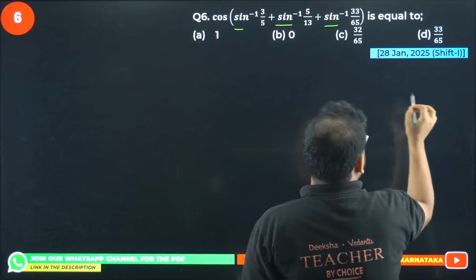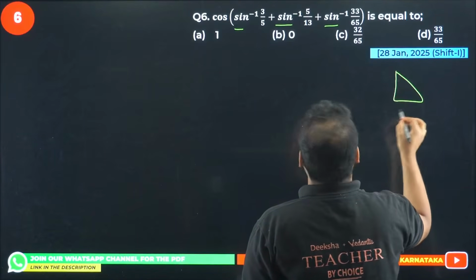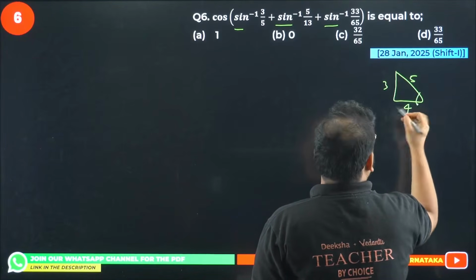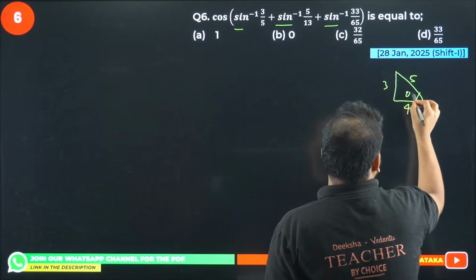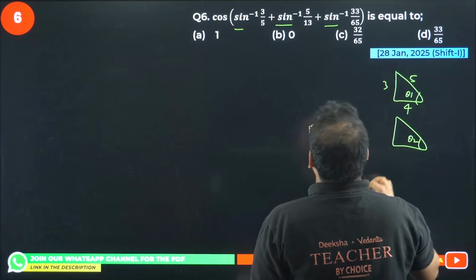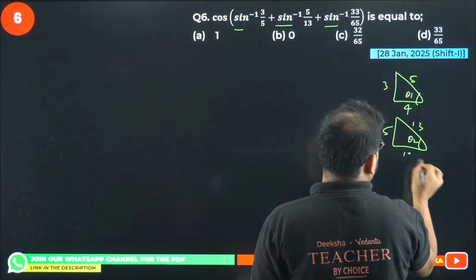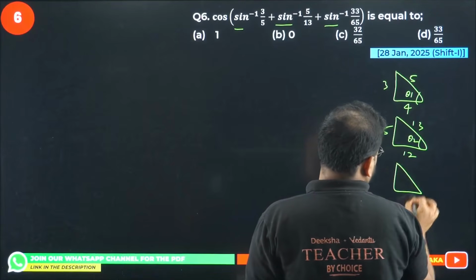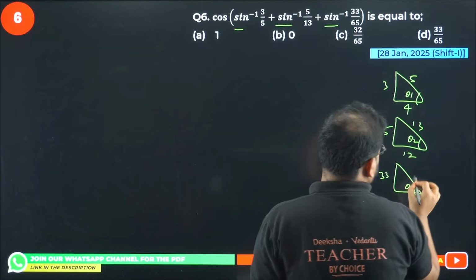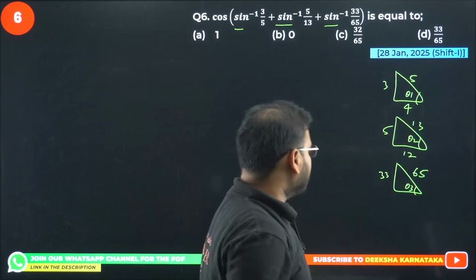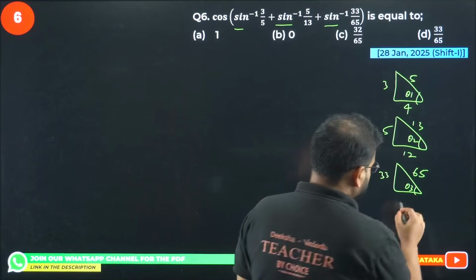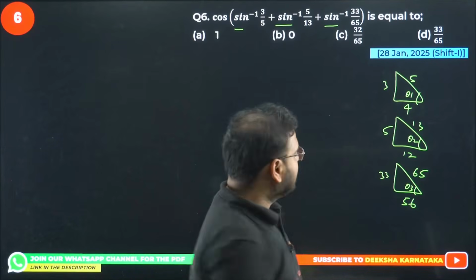So we have 3 simple right angle triangles over here. We have here 3 by 5, this becomes 4. Let's call this angle theta 1. Then another one we have as theta 2: this is 5, this is 13, we know this is going to be 12. And the last one, theta 3: we have here 33, this is 65, this will be 56, I think. Check this out, 56. So these are the values that you have.